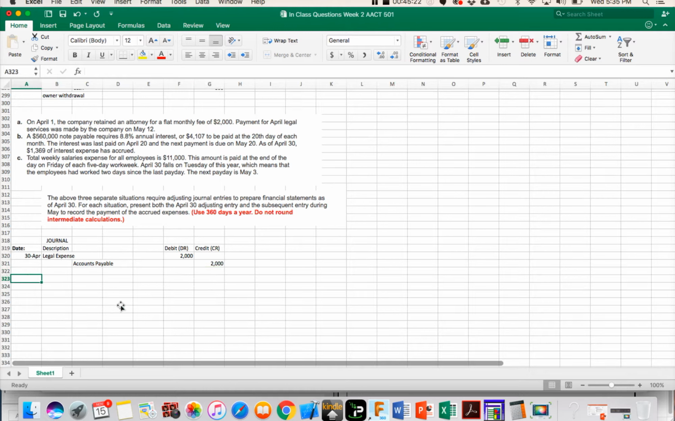And then come May, we go to pay that off, and I would debit accounts payable, showing that no longer has a balance. Those two would offset each other, leaving a zero balance, and cash would be paid at that date. So this credit to cash would show cash going down.